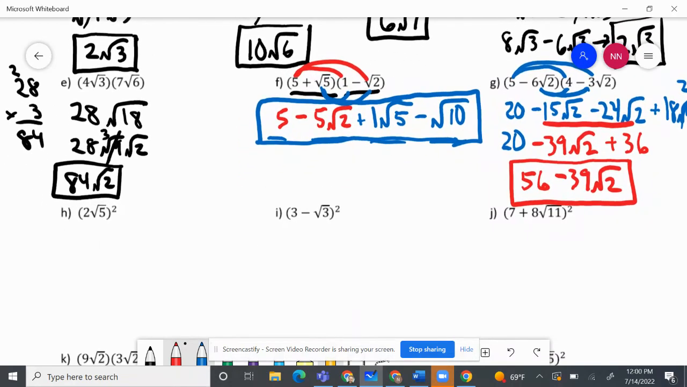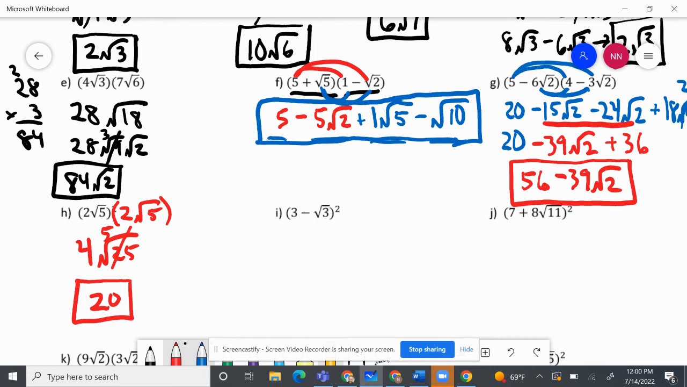Now for the next one, what we have is squared terms. So here we have a monomial squared. Remember, when we have a squared, we write it again. So that would be 2 square root of 5 times 2 square root of 5. Since it's two monomials, we're multiplying our outside numbers, which is 4. We're multiplying our inside numbers, which is 25. And we know that the square root of 25 is 5. So 4 times 5 is 20.